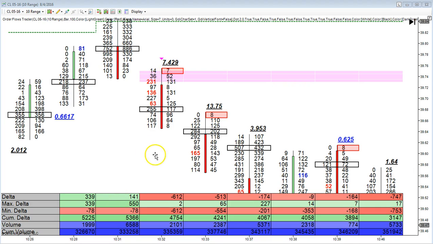Now this next bar, you have a negative delta of 612. Again, if you add up all the volume on the bid side, add up all the volume on the offer side, and subtract them, you'll see that net minus 612 traded on the bid side. When you take this number minus this number, you get minus 612.